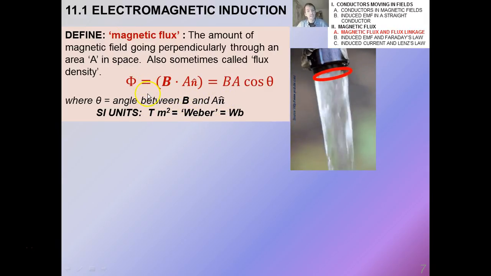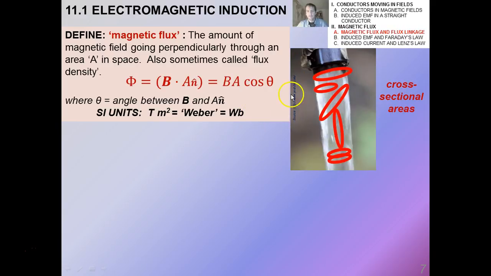The units of flux, as you can see, are Tesla meter squared. It's not Tesla per meter squared, it's a Tesla meter squared. And this is called a Weber in physics, okay? Now, you can look at different cross-sectional areas here.